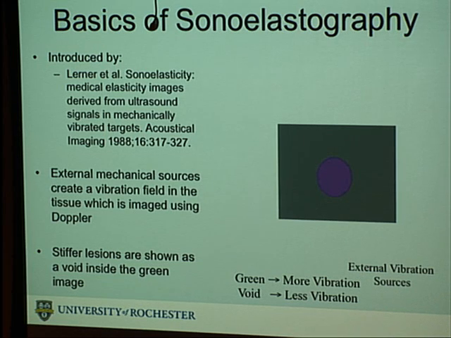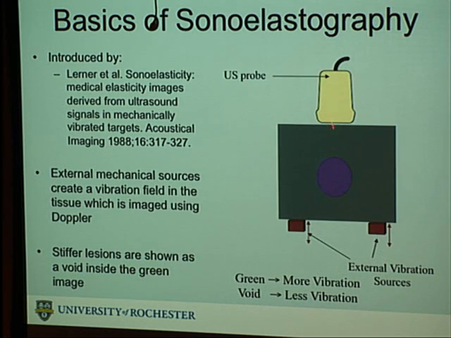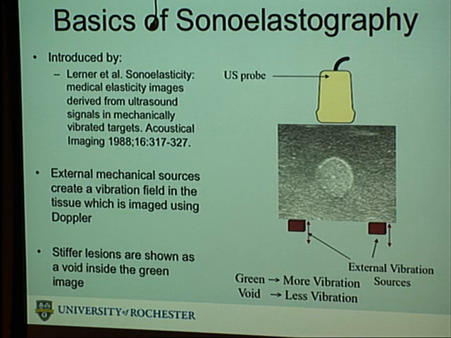But in this kind of experiment, we might have a tissue and a lesion. You may or may not be able to see the lesion on normal X-ray, normal ultrasound, or normal MRI. We put the ultrasound probe here to image. Somewhere we'll put the external vibration sources. So if it's on my liver, I might put the vibration sources like here. And then this is what a B-scan would look like.